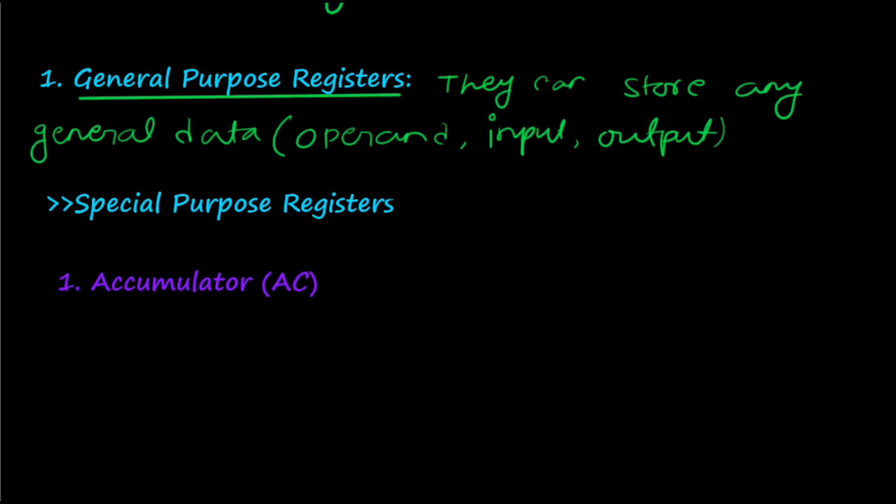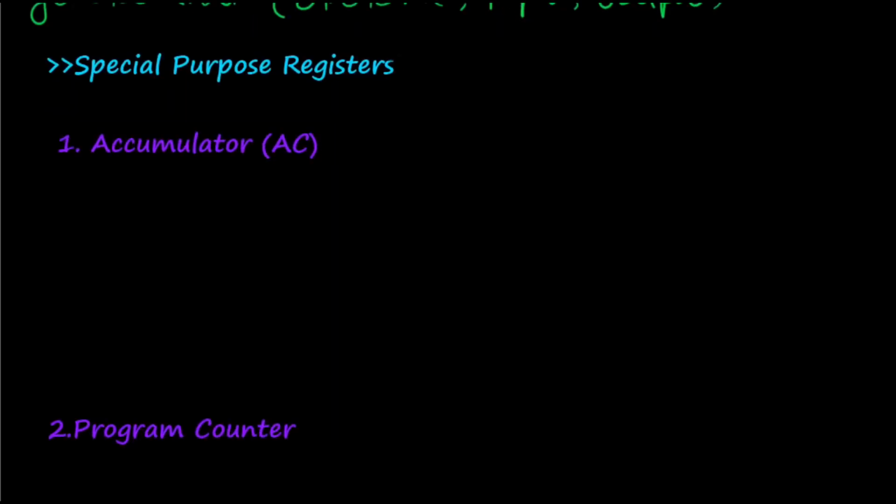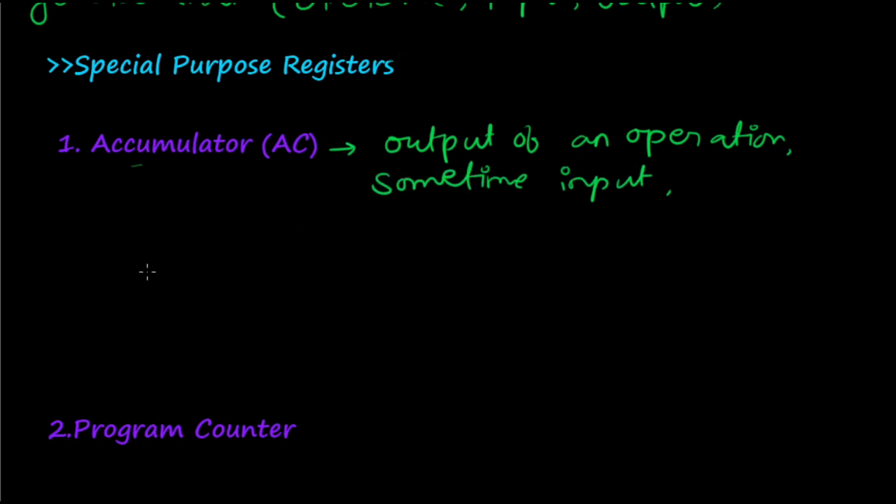Now we have a very special kind of registers. The first, and one of the most important special purpose registers, is the accumulator. To understand the accumulator better, let me tell you something. The accumulator is a special kind of register that is used to store the output of an operation, and sometimes the input as well.